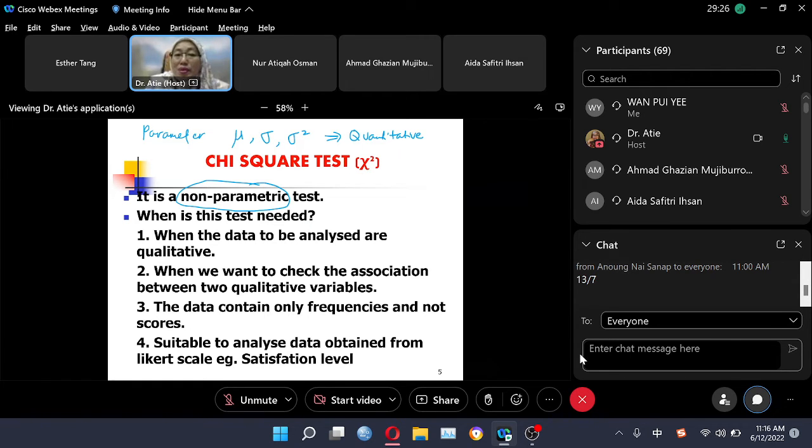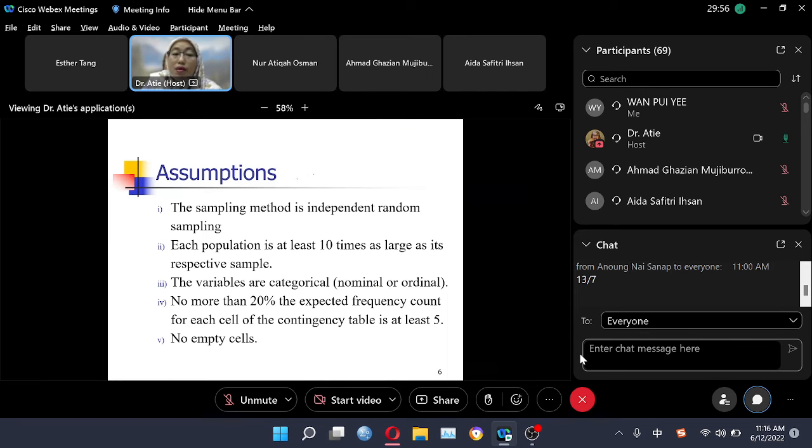So that's what we call a parametric test. When the test is parametric, it has numbers to be computed or calculated. But in our case, chi-square, which we are going to learn today, is called non-parametric because it doesn't have parameters. Why? Because it is qualitative data, right?